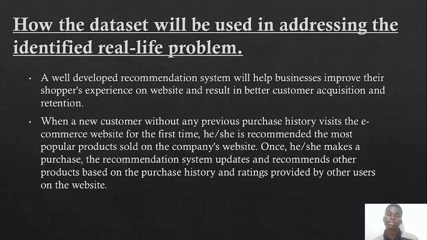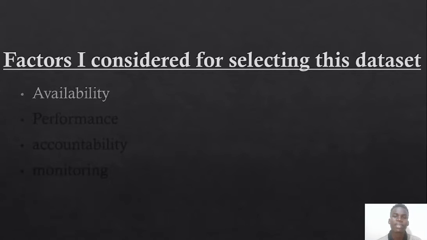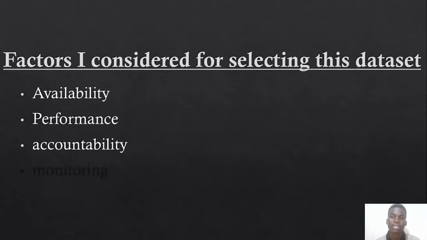So we are saying that when someone has just landed on our site, that person is going to be recommended products that have been purchased by the most number of people. Or if that person purchases any commodity, we are going to recommend other products based on the purchasing history. So let's continue. In our next slide, we are going to see the factors we considered before selecting the dataset that we are using. The first one is availability.